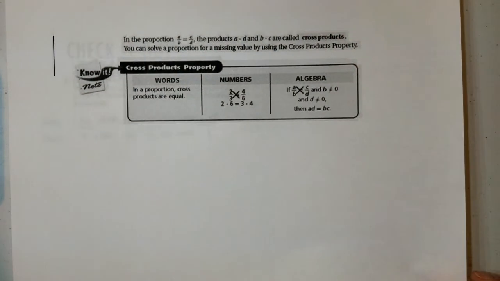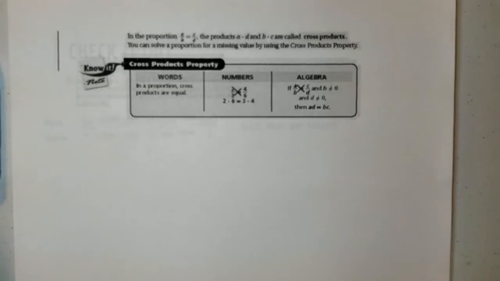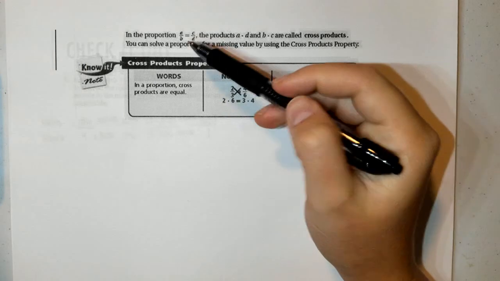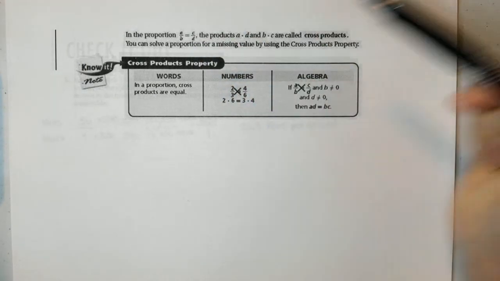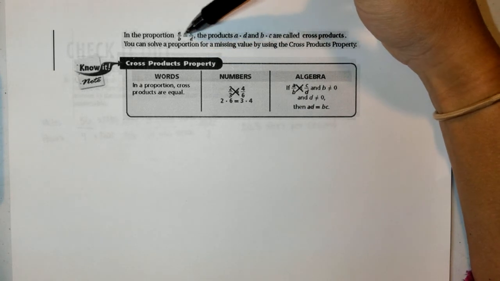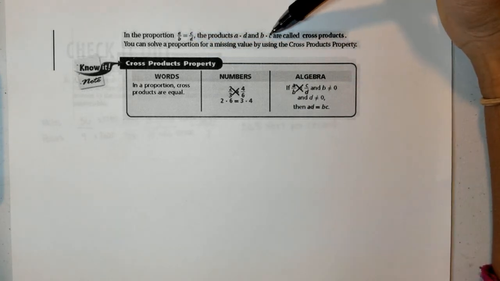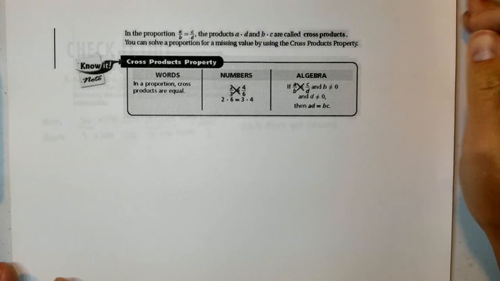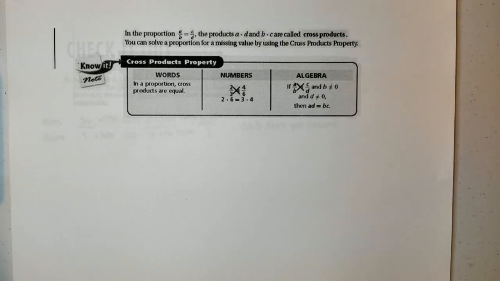So now we're going to look at some cross-product property examples where we have a proportion A over B equals C over D, where the product of A and D, okay, when we cross multiply, is going to equal B and C. So those are called cross products. So we're going to solve examples where we cross multiply and then solve an equation. So that's going to be example 4.